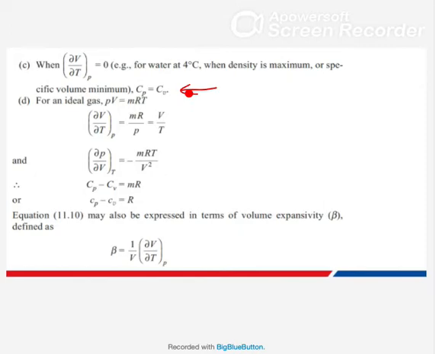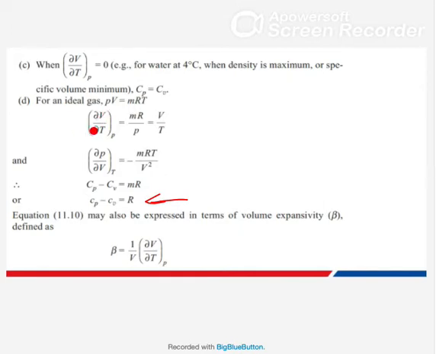Then for ideal gas, we can derive this relation. We generally use Cp minus Cv equals R. Now this particular thing we can derive with the help of our TdS equation also.